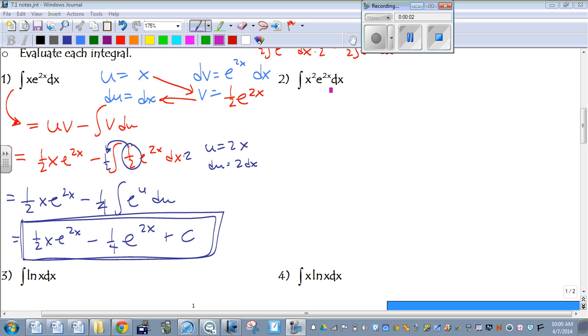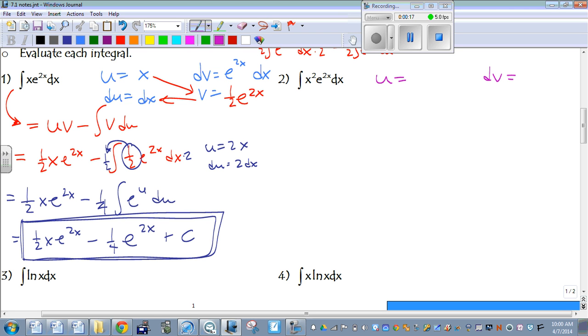Number 2 looks a lot like number 1, except this had an x. Here we've got an x squared. So let's take a look and figure out what's our u and our dv. Because again, regular u substitution doesn't work. We're left with the x squared stuff in there. It doesn't work out nicely.